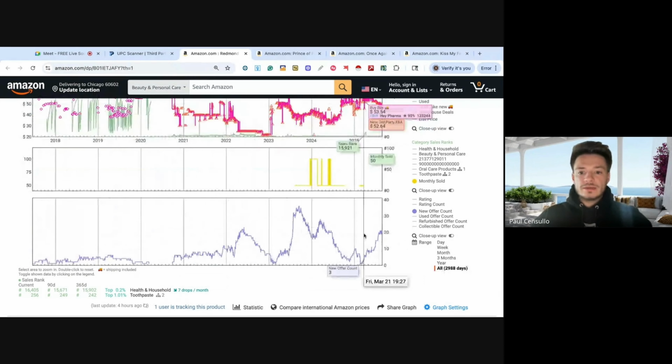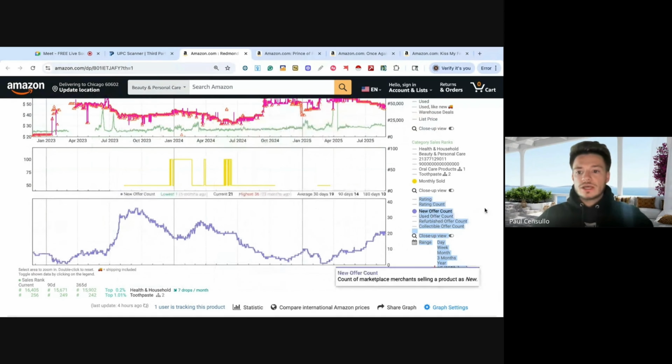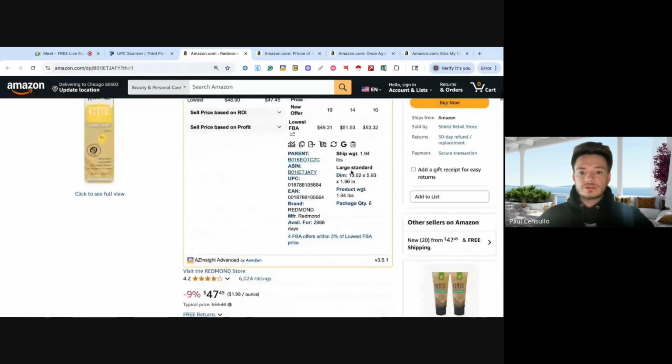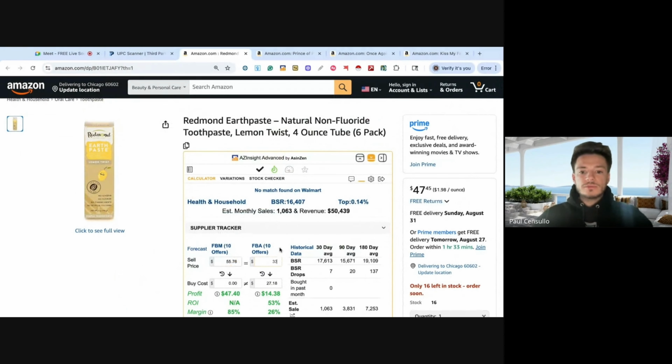But if we look at the data back here, we can see that eventually this offer count did decrease. And when the offer count did go down, that price shot back up to 52. And I promise you, the people that were selling it at $33 were not making money on this product.